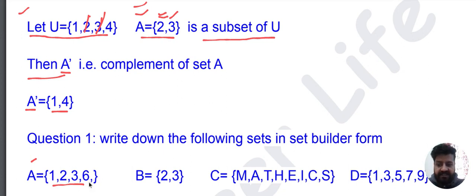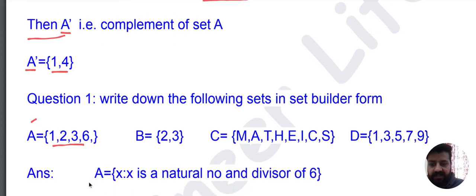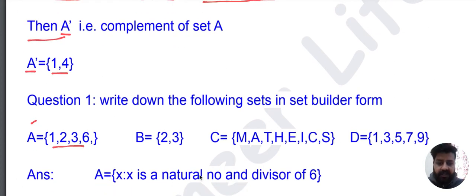So as we can see, these are the natural numbers as well as divisors of 6. So how will we write it? We will write it in set builder form. The curly bracket says "the set of all" and the colon says "such that". So the set of all x such that x is a natural number and a divisor of 6. This is the logic.